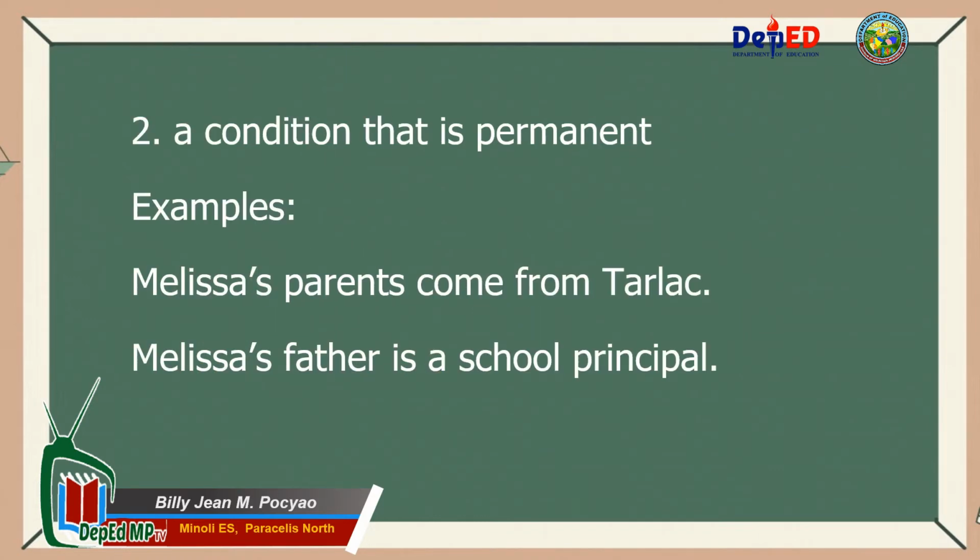Number 2. Simple present tense is used to express a condition that is permanent. Examples: Melissa's parents come from Tarlac. Melissa's father is a school principal. The action word used is come and is. This shows that the condition of where the parents of Melissa come from and the occupation of her father is permanent.